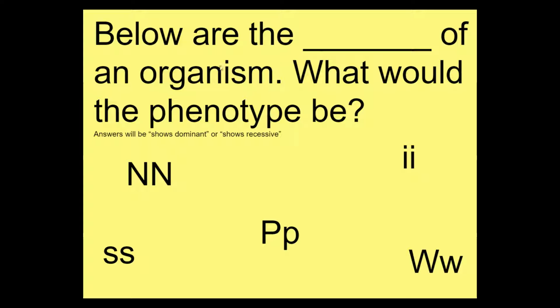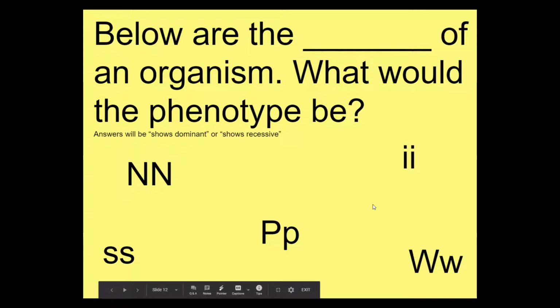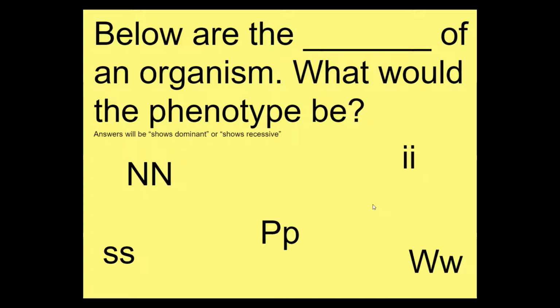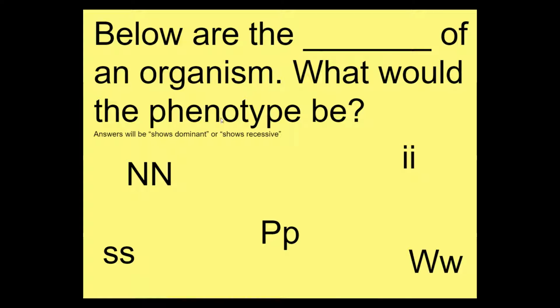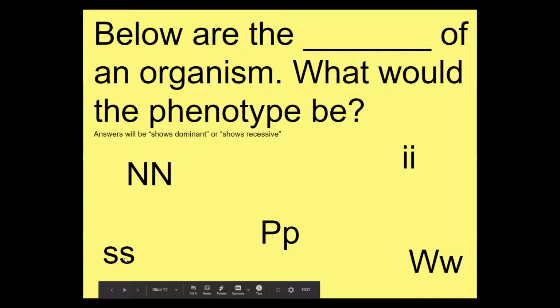All right, here we go. Below are the blanks of an organism. So is this a genotype or are these phenotypes? Genotypes. Okay, what would be an example of a phenotype? Hair. Height. Not just hair, but yeah, color of the hair, how high. All right, so what is this? The answers that I'm looking for are either going to be shows dominant or shows recessive. What would the phenotype of this organism have? Shows dominant. What would this? Again, you can't really tell, but if these are both lowercase, that would be recessive. Again, don't use ones like that.